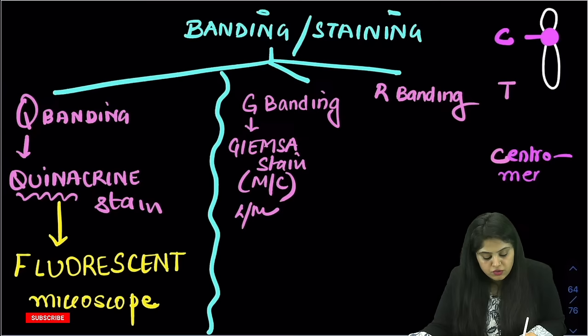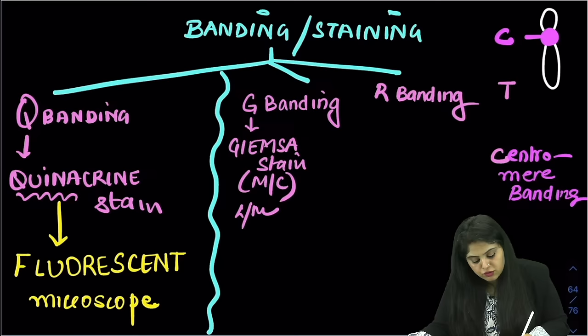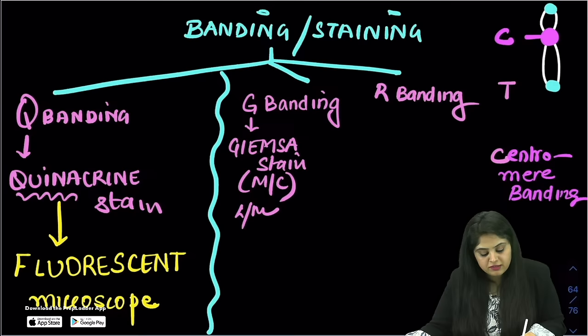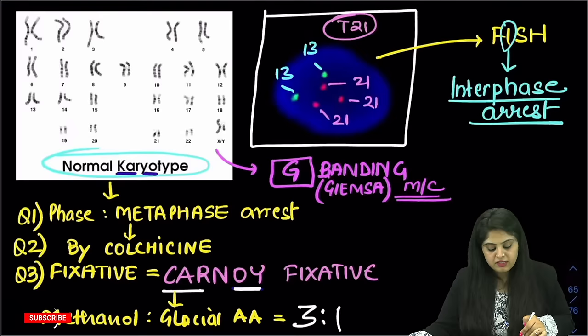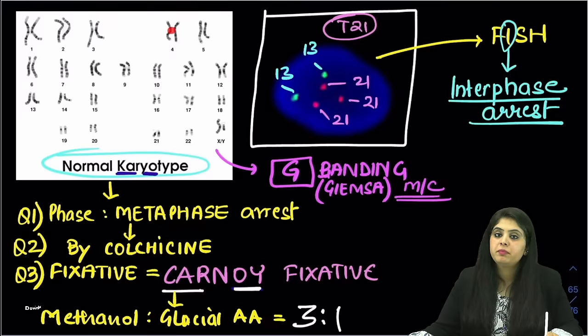Next time you come to me and say, I am not interested in looking at the entire chromosome, I just want to look at the telomere part of it, whatever my disease is doing at the ends of the chromosome, I'll say, fine, go ahead with telomere banding then. Whatever is the requirement of the disease, that is going to be the answer. Giemsa banding means the entire chromosome was visible to you. If you only want the center part, do centromere banding. If you only want the terminal part, do telomere banding.